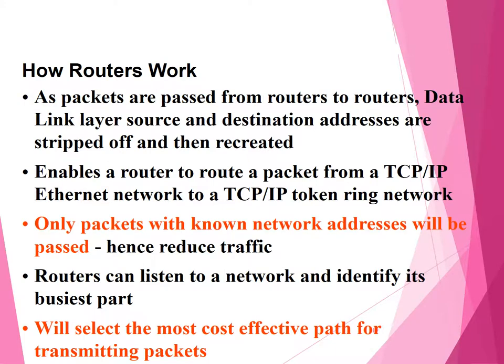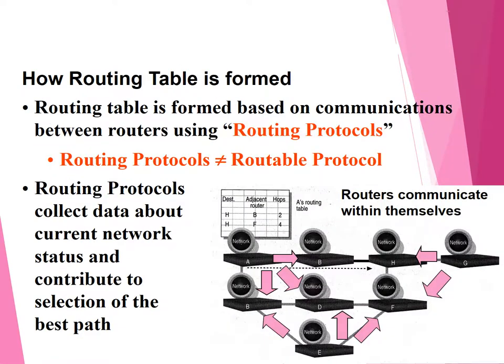How a router works: packets are passed from router to router at the data link layer. Source and destination addresses are stripped off and then recreated. This enables a router to route a packet from a TCP/IP Ethernet network to a TCP/IP token ring network. Only packets with known network addresses will be forwarded, hence reducing traffic. Routers can listen to a network and identify its busiest part, and will select the most cost-effective path for transmitting packets.